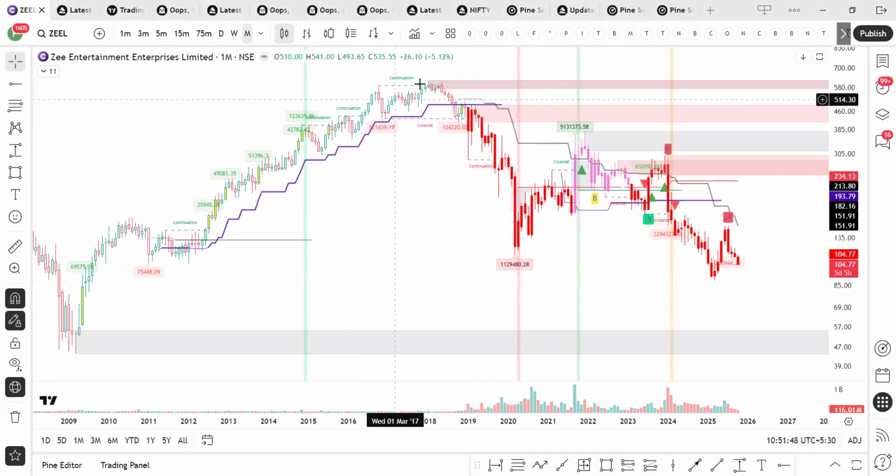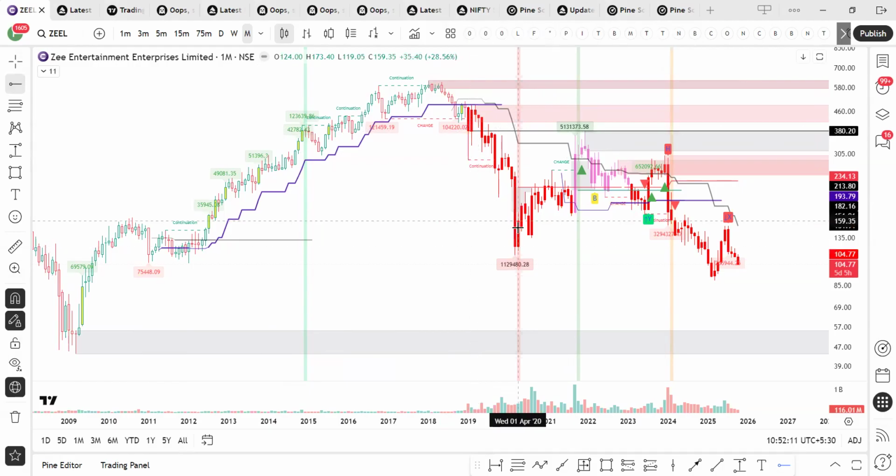Monthly, it was going up. See, all the zones are broken. There was one zone here, then one here, and one here. There were four buying areas. All of them are broken, even on the monthly time frame. So on the monthly time frame, 387 was the best level where one should have exited from their investment.